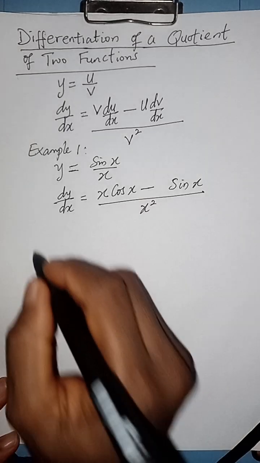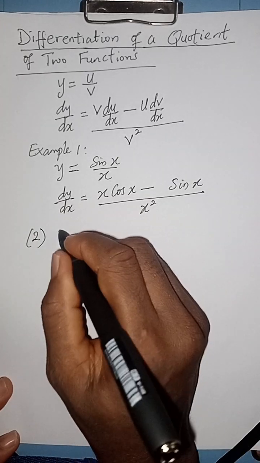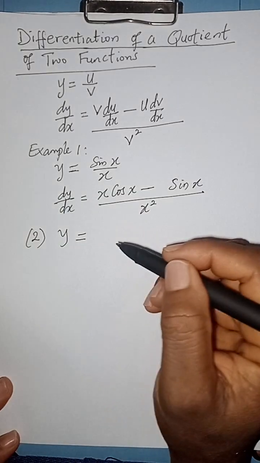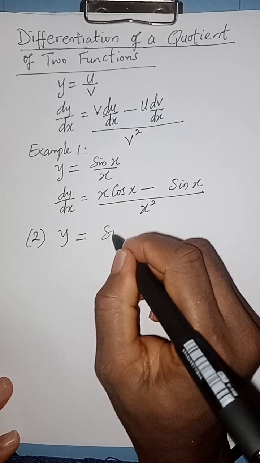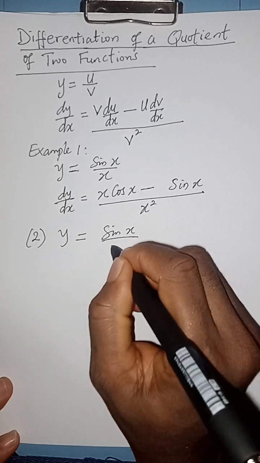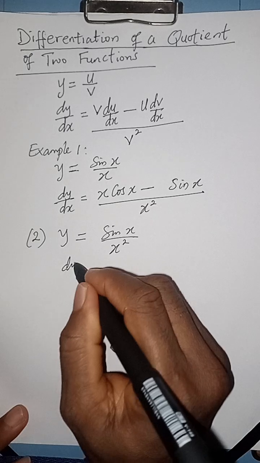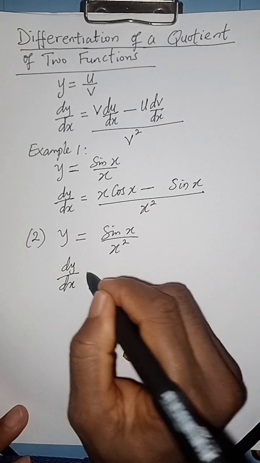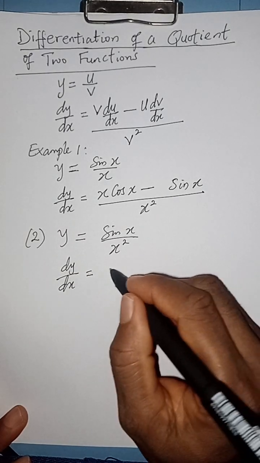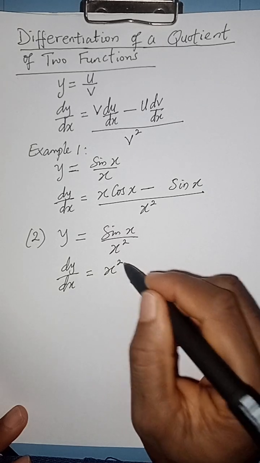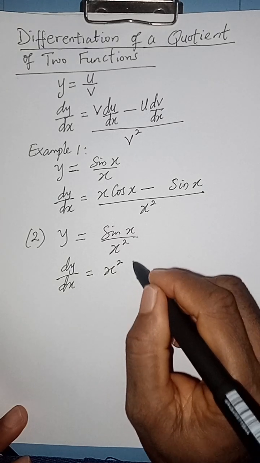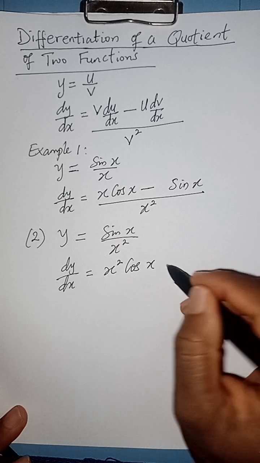Let's try out number 2. Let y be sine x over x squared. Now, if you have a function like this, what do you do? The same procedure. dy/dx will be, keep x squared constant, which is the denominator, and differentiate sine x, and that's cos x.